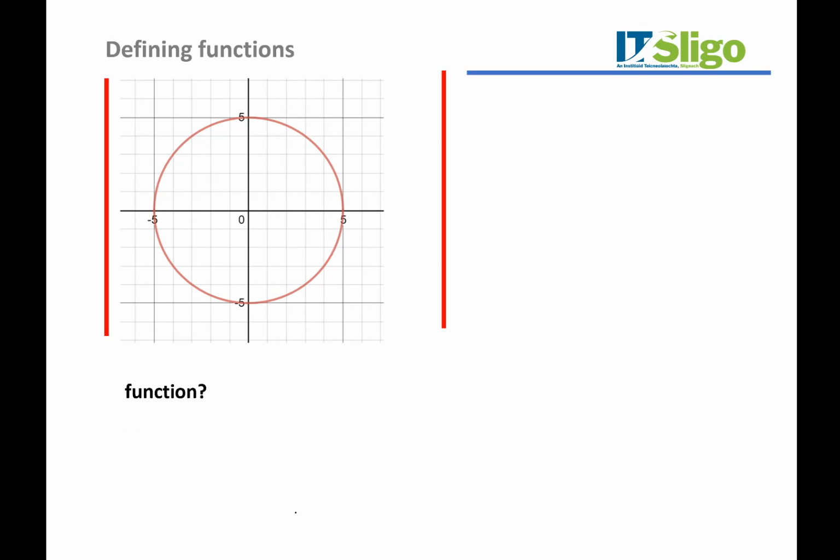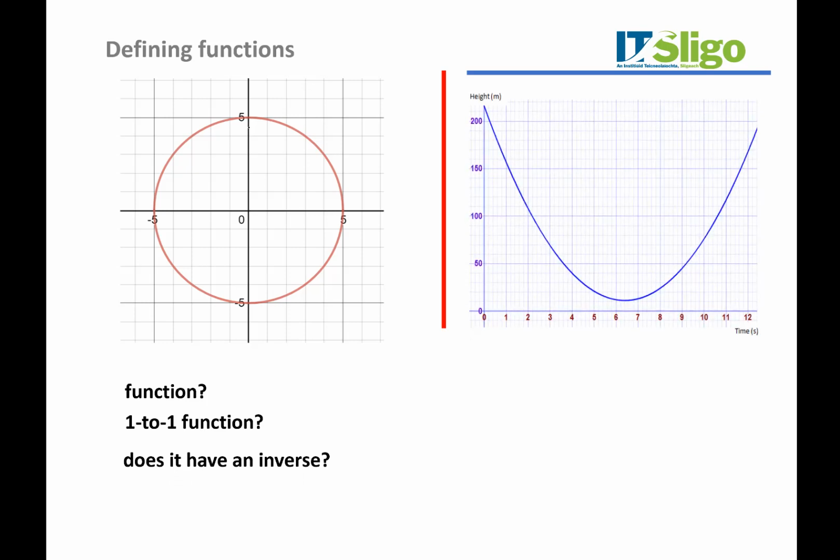Is it a function? Well, when we do the vertical line test, you can see a vertical line anywhere on that circle is cut twice. So a circle, guys, is not a function. So it can't be a one-to-one function, and it doesn't have an inverse. This is our quadratic curve. Is it a function?